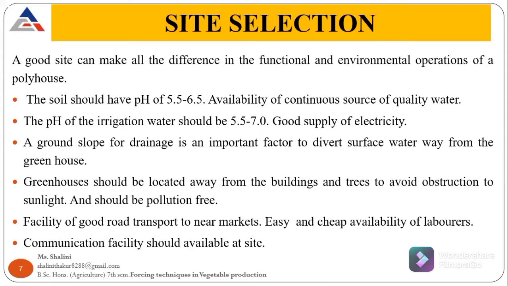And communication facility should also be available at the site, because there will be the automation system and electricity system, or if there is any kind of short circuit, we need a communication facility for it. We need communication facility for our transportation also. So this is all about the site selection of different kinds of poly houses.